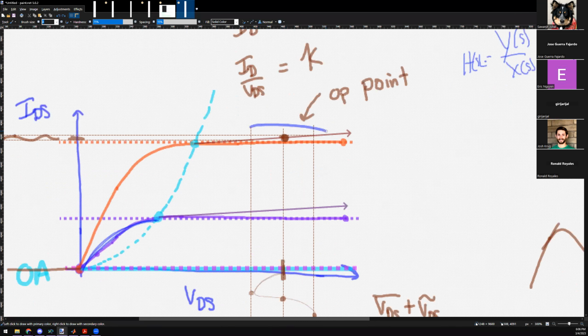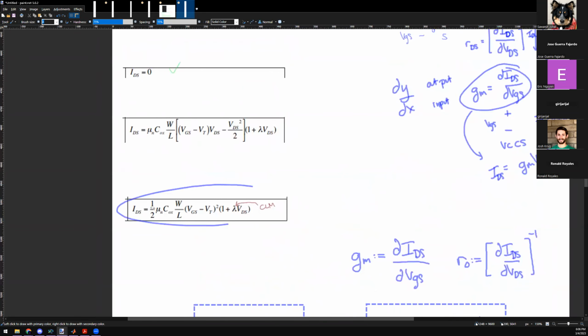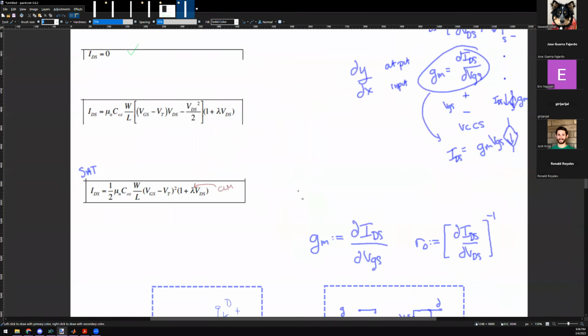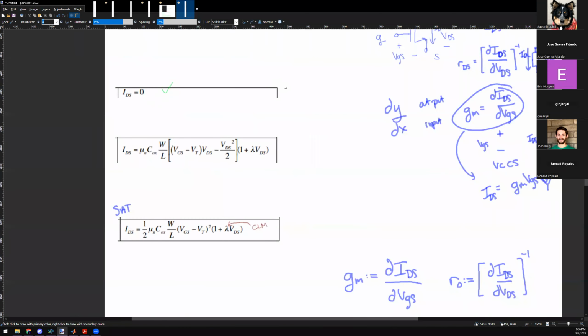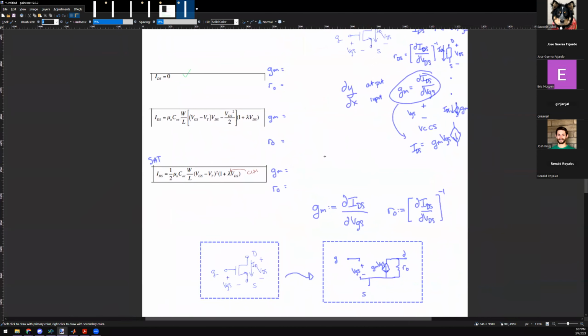Which region of operation am I in, in this operating condition? Saturation. So I took this one from saturation. Each one of these modes of operation has its own gm and r_o equations, so you just have to be wary of it. Does that make sense, guys? Yeah, that made a lot more sense. I was having trouble with this exact concept. No problem, this is very hard to explain.